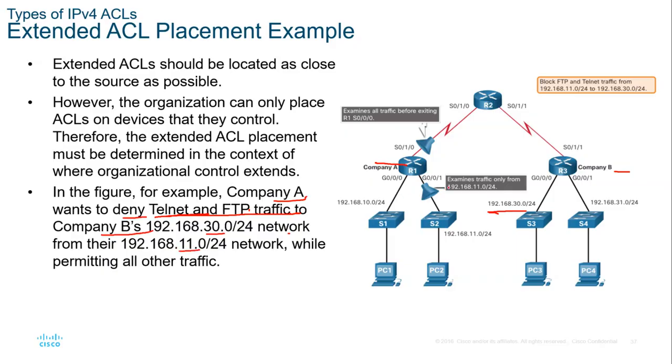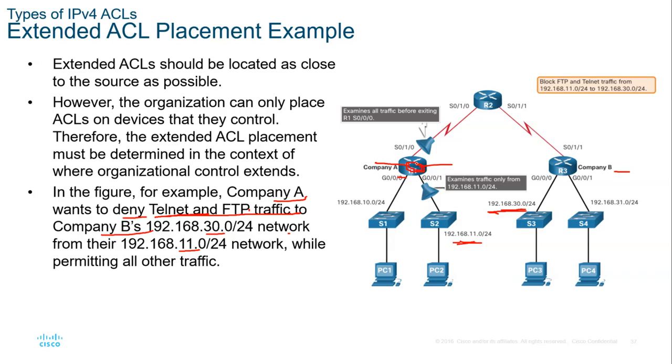So which one is 11? 11 is this network. So company A, network 11, and the traffic is telnet and FTP from reaching 30. Since it is extended, the access control list is placed on the router that is close to the source. So the source is this, and the router is this one here. So our access control list has to be placed here.